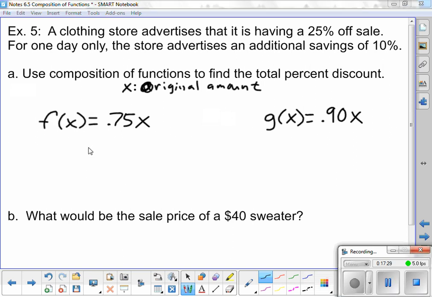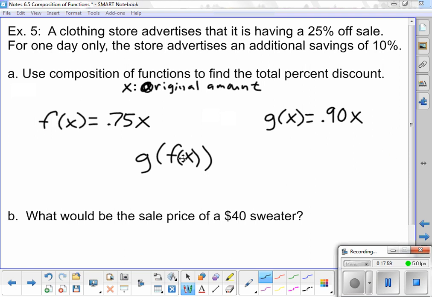Since this is the first thing happening, we're going to put f of x. Okay, so that's the first thing that happens because the inside happens first. And then after we do that, we're going to take the 10% off, which is the 0.90. So we're going to take the f of x and then apply g of x to it. Oops, I put that g kind of far.